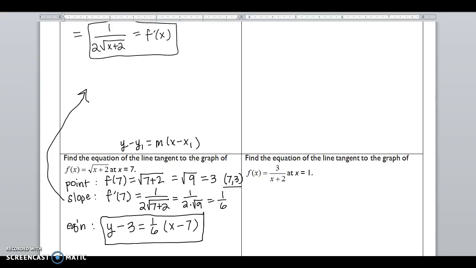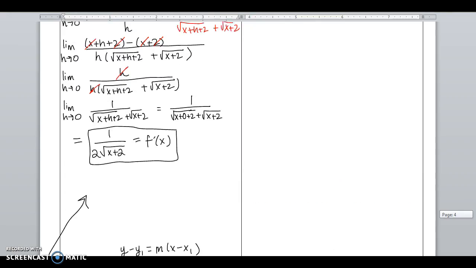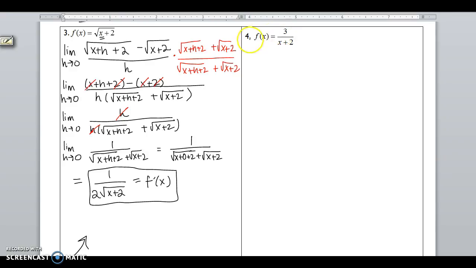All right, let's move on to our last example. We're going to move back up to the top. And let's find the derivative of 3 over x plus 2. So limit as h approaches 0, 3 over x plus h plus 2 minus 3 over x plus 2 all over h.